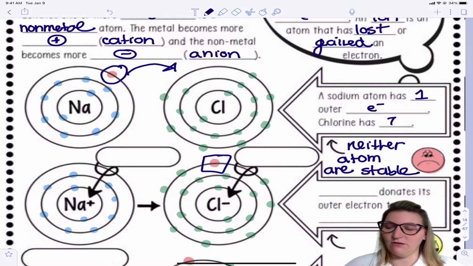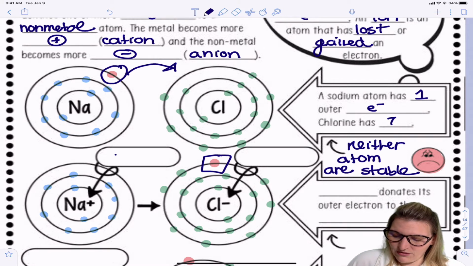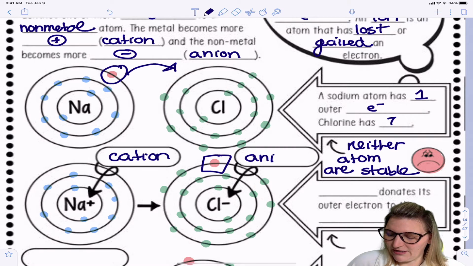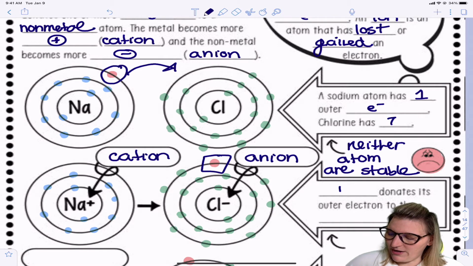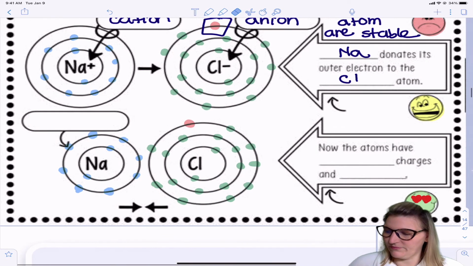That's why we get like the little frowny face. Now the electron gets transferred from the sodium to the chlorine. You can see now the sodium is a cation and the chlorine is an anion. You can see how the charges have changed, right? What happens is sodium donates its outer electron to the chlorine atom, and now both are stable.